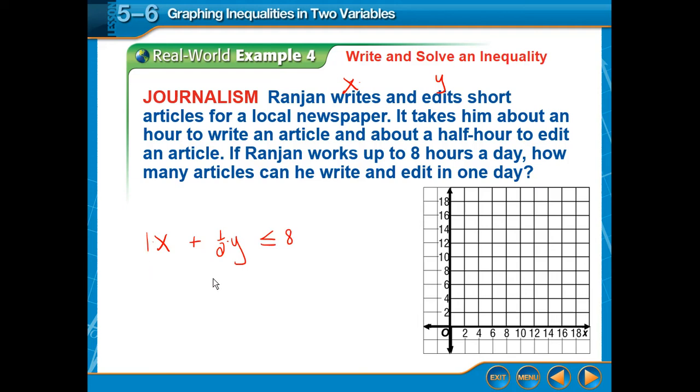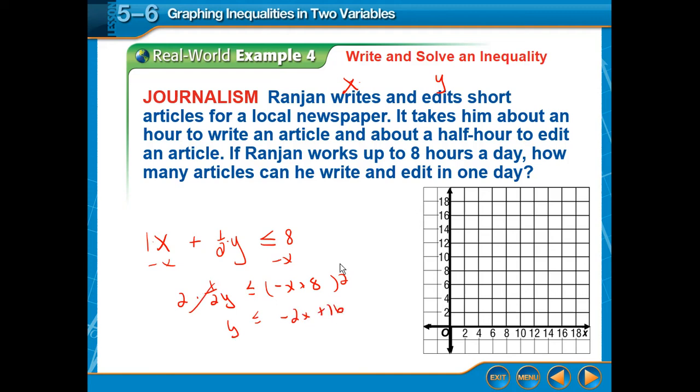So if I want to graph this, I want to get y by itself and get it into y equals mx plus b. So I'm going to subtract x from both sides. So when I do that, I get 1/2 y is less than or equal to negative x plus 8. To get rid of the 1/2, I'm going to multiply both sides of my equation by 2. So when I do that, I get y is less than or equal to negative 2x plus 16.